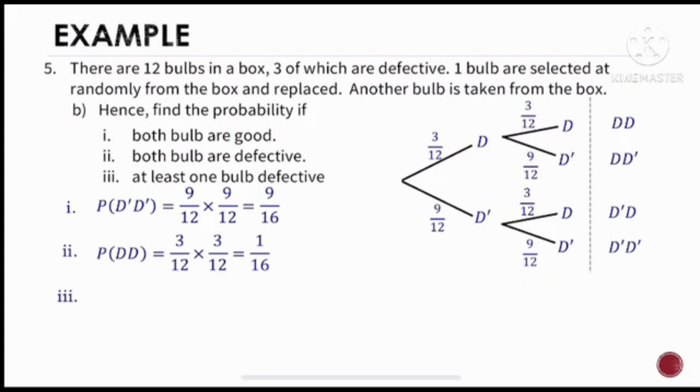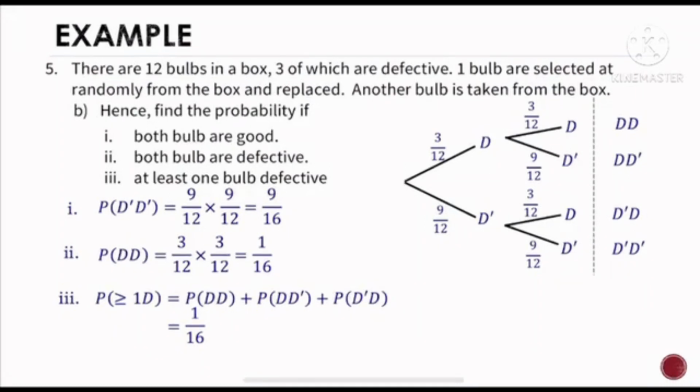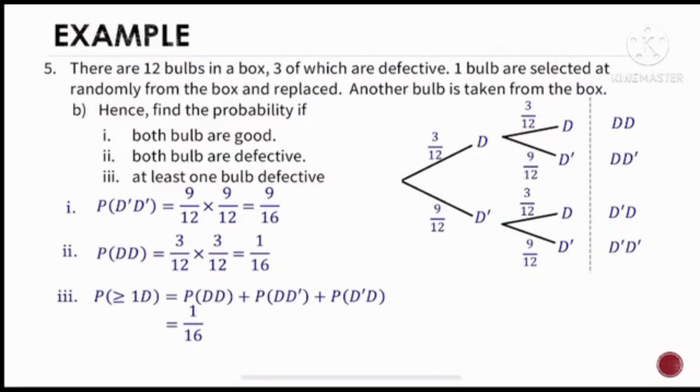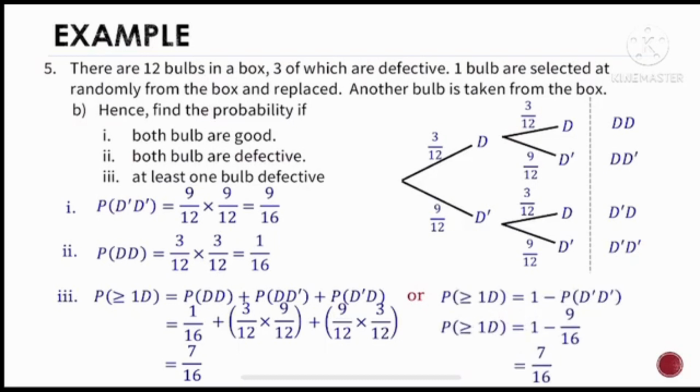That means it is the sum of probability DD, DD', and D'D. The probability for double D is 1 over 16. We already calculated this from question 2 Roman. For probability P(DD'), it is the multiplication of 3 over 12 and 9 over 12. For probability P(D'D), it is the multiplication of 9 over 12 and 3 over 12. So the answer is 7 over 16. Or, we can use the other method to solve where we subtract probability D'D' from 1.